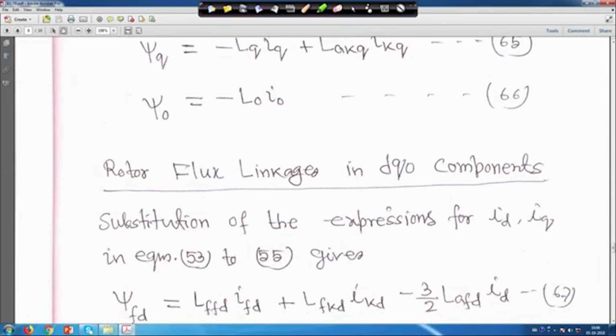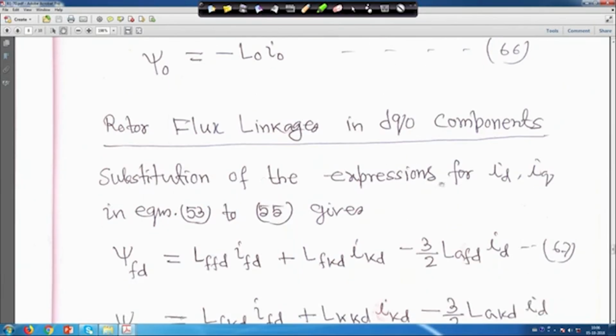Next is the rotor flux linkage in dq0 components. Here also we substitute the expressions for ID, IQ in equations 53, 54 and 55.